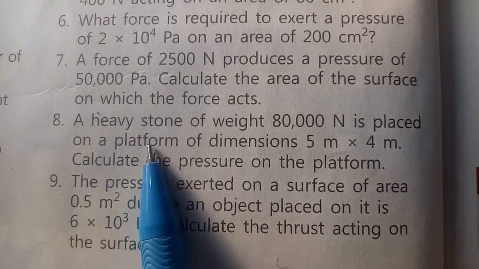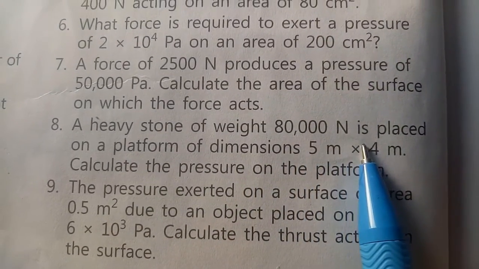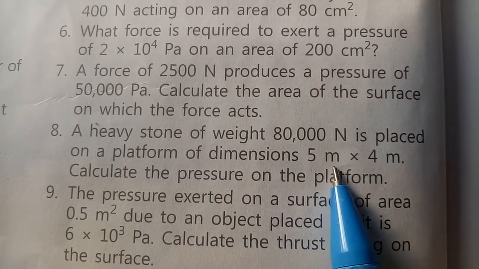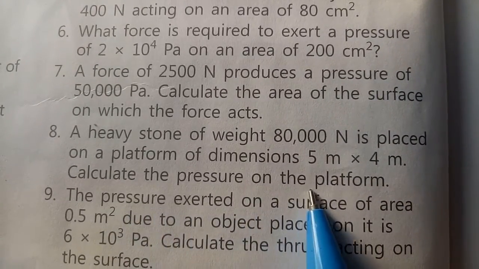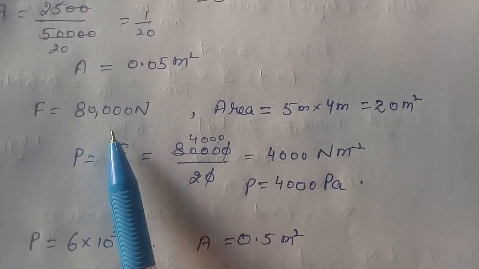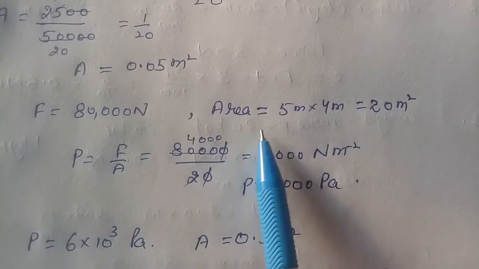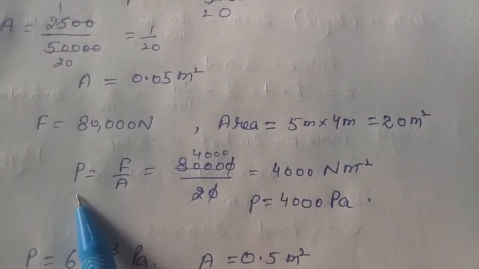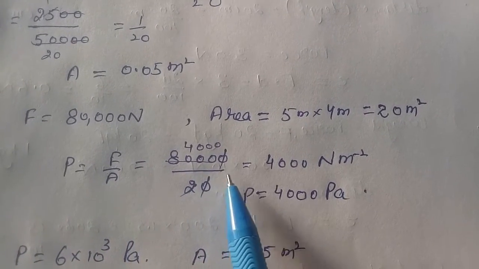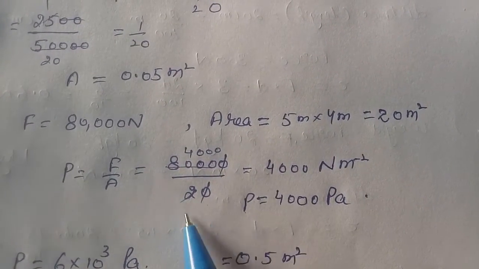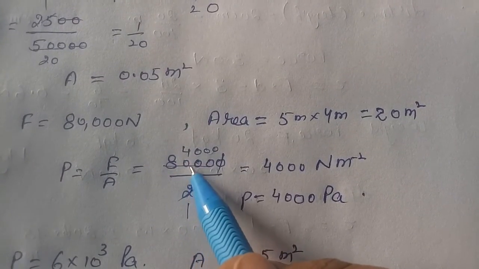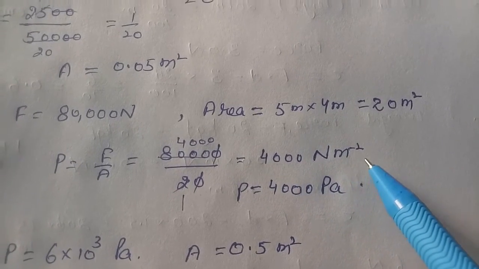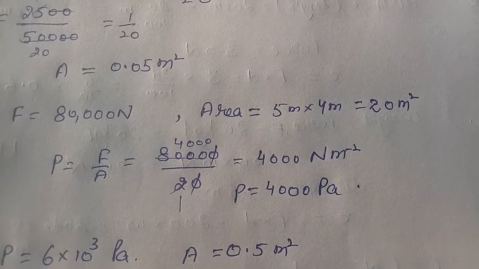So numerical number 8, a stone of weight 80,000 Newton is placed on a platform of dimensions 5 meter multiply 4 meter. Calculate the pressure on the platform. So students, force given 80,000 Newton, area 5 meter multiply 4 meter, multiply both the terms, you will get 20 meter square. And as we know that pressure equal to force upon area, so 80,000 divided by 20, 0 cut with the 0, 2 ones are 2 and 2 fours are 8, and 3 zeros come along. So it will be equal to 4,000 Newton per meter square and pressure equal to 4,000 Pascal.